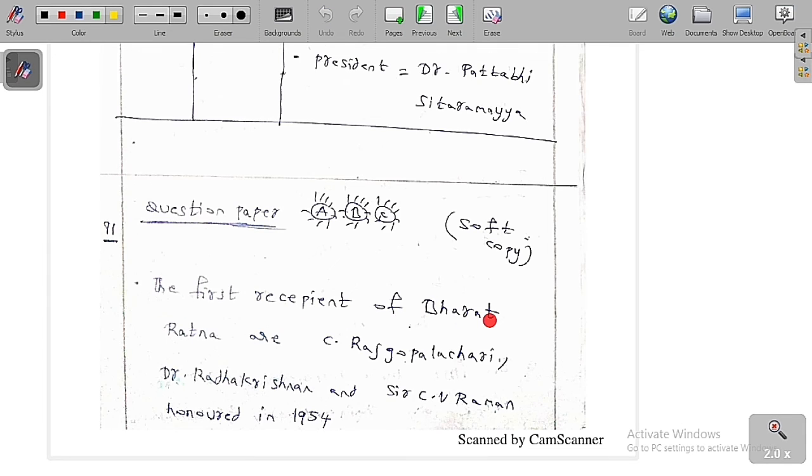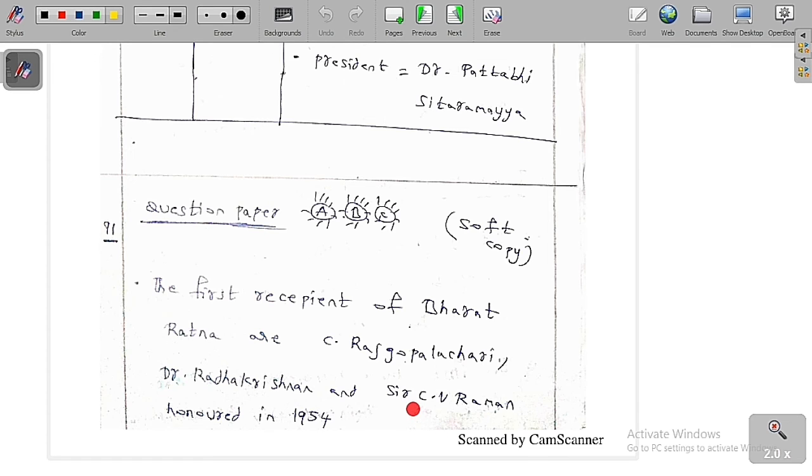The first recipients of the Bharat Ratna are C. Rajagopalachari, Dr. Radhakrishnan, and Sir C.V. Raman. In the year 1954, all these three people received the Bharat Ratna. The first recipients of the Bharat Ratna are C. Rajagopalachari, Dr.